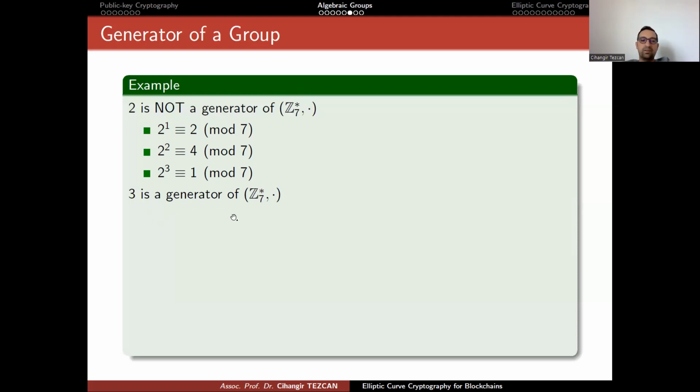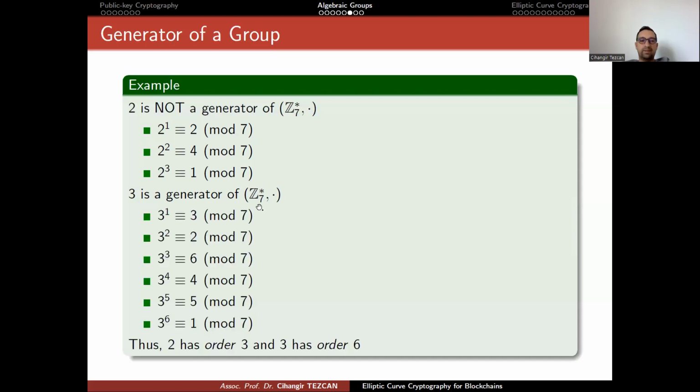But here's an example where we find a generator. We claim that 3 is a generator of this group. Let's start. First power of 3 is 3, second power is 2, third power is 6, 4, 5, and 1. As you can see, we generated all of the 6 elements with 3. So this actually means that the element 2 has order 3, and 3 has order 6, which is the same as the order of the group.